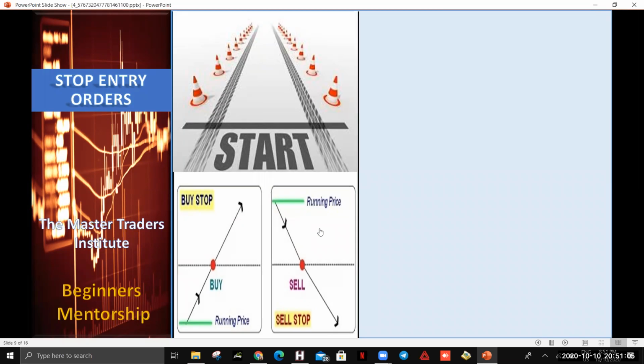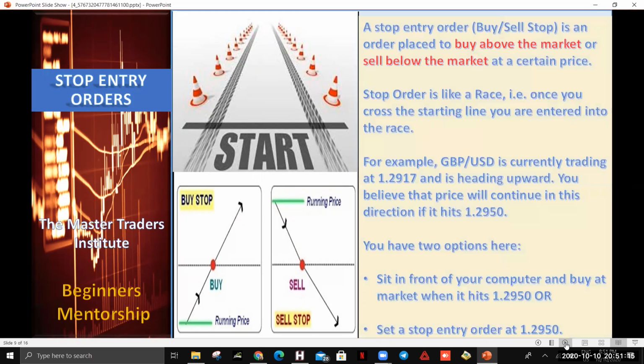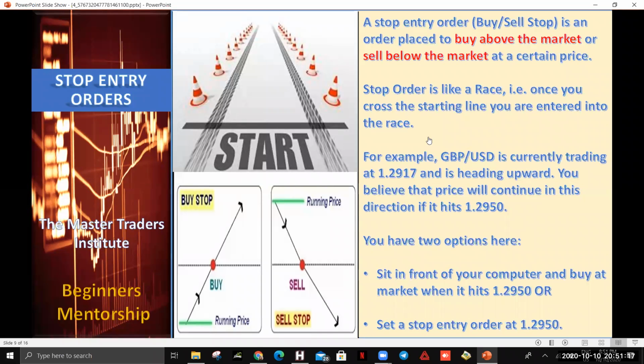But thank God for stop loss. Stop loss helps the trade not to hit into your capital. Now, this is the illustration of it, in letters. A stop entry order, buy stop or sell stop, is an order placed to buy above the market or sell below the market at a certain price.